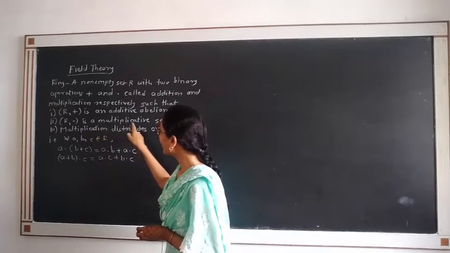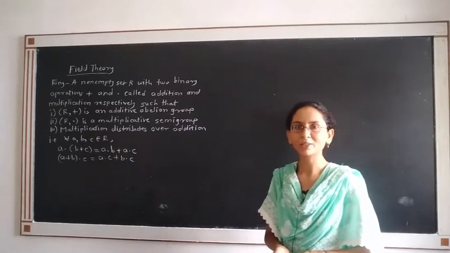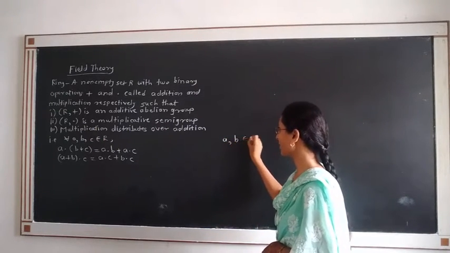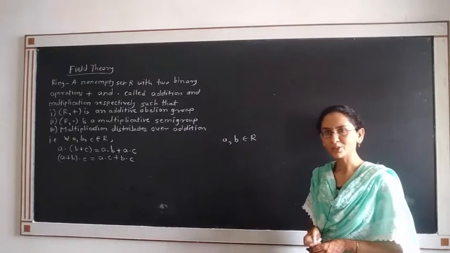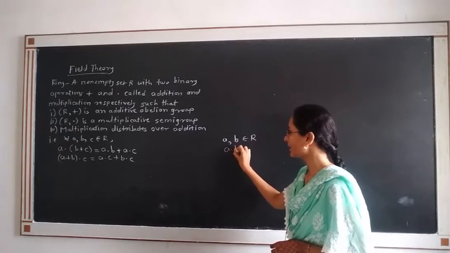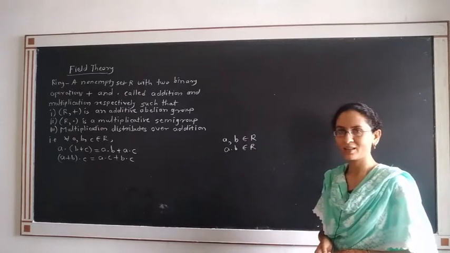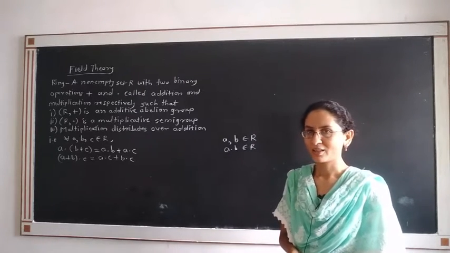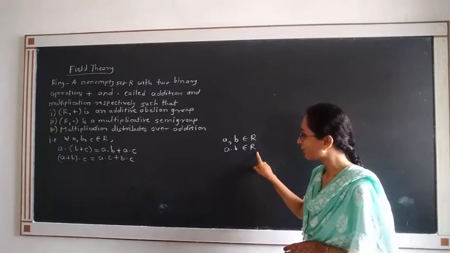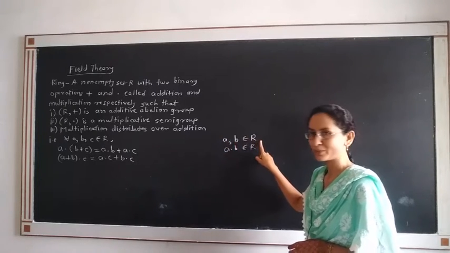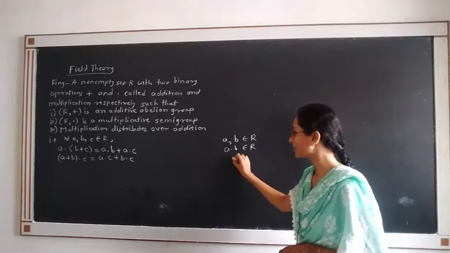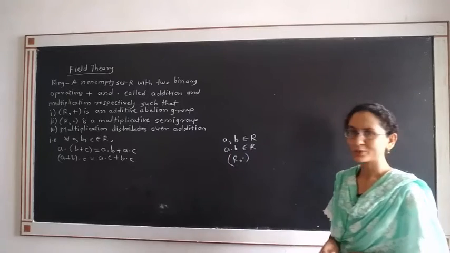Then (R, dot) is a multiplicative semigroup. What is a multiplicative semigroup? If you take any two elements, suppose a, b from the non-empty set R, a, b belongs to R. If a dot b again belongs to R, then we say that multiplication is closed for the set R, meaning the product of two elements again belongs to R. Then we say that (R, dot) is a multiplicative semigroup.